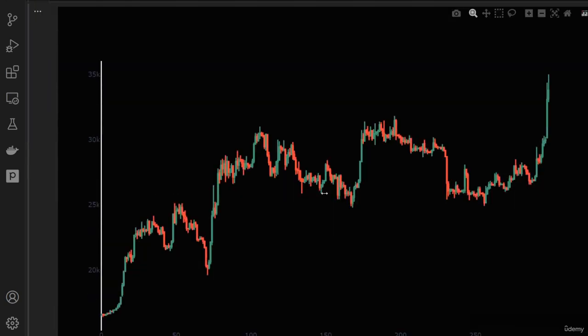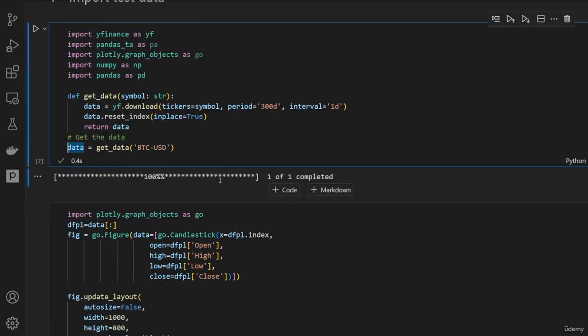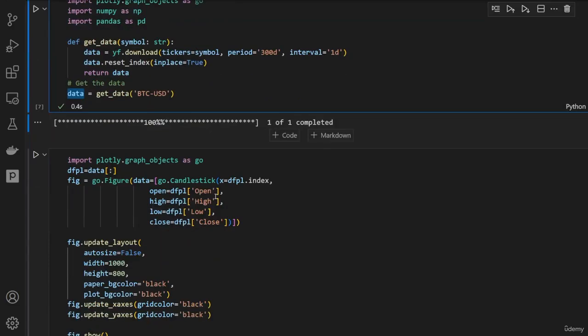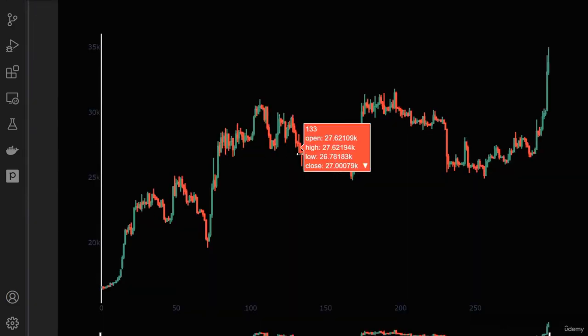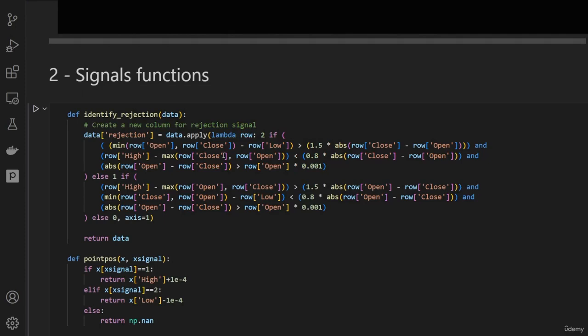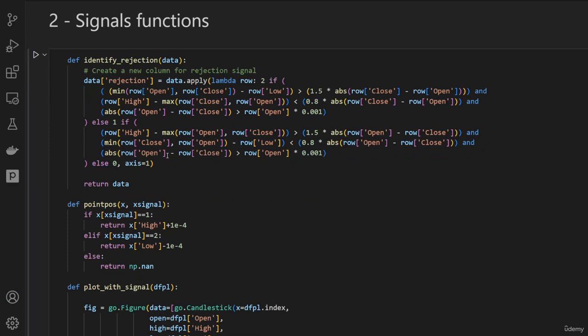Then I'm plotting these just to make sure that the data looks correct, because sometimes with yFinance we have some weird values and the columns are messed up. In this case, we need to verify that the candles, they look normal, like any normal chart you would look at. And in this cell, I'm just copying and pasting. I just brought all the functions of the signals that we have previously discussed in the previous videos.